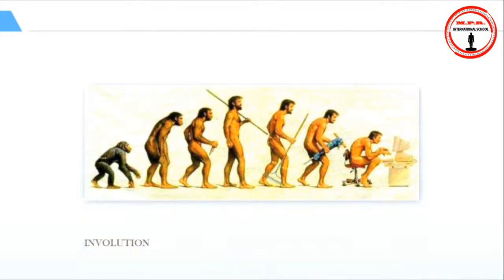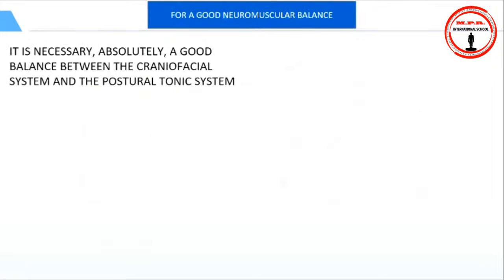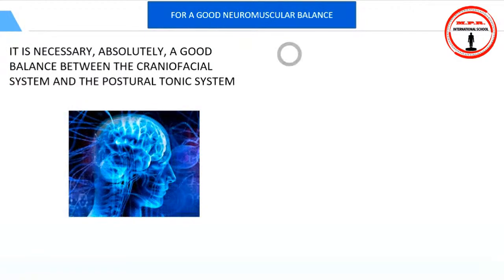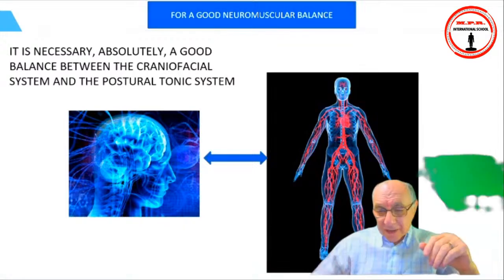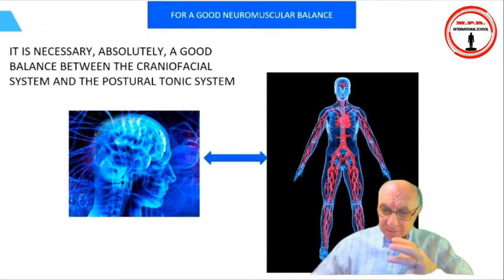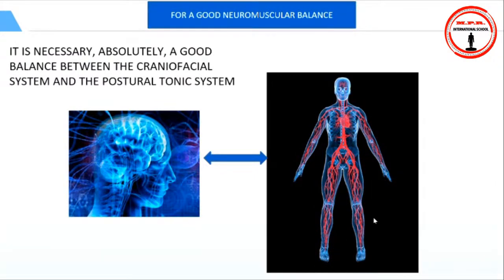With the involution, that means ergonomy, we are creating a lot of problems in our body. For a good neuromuscular balance, for people who do rehabilitation, it is absolutely necessary to have a good balance between the craniofacial system and the postural tonic system. I'm talking a lot about that in our videos, the connection between the craniofacial system and the rest of the body. We cannot treat just one part of the body. That's very, very important.